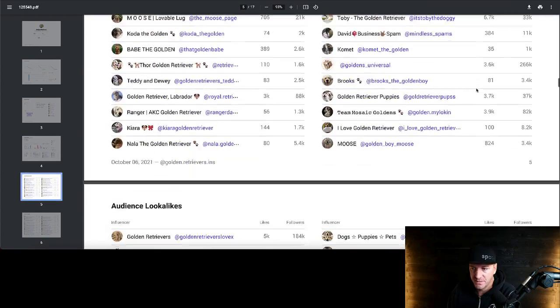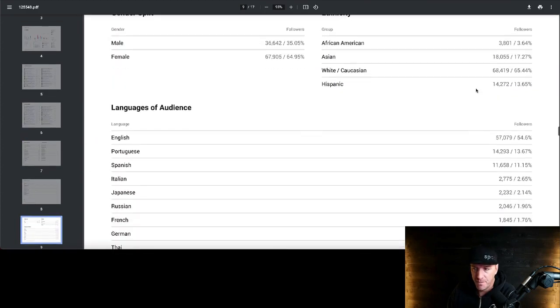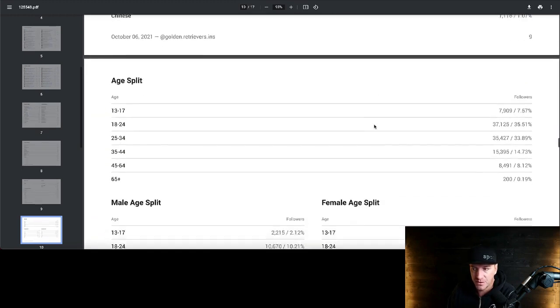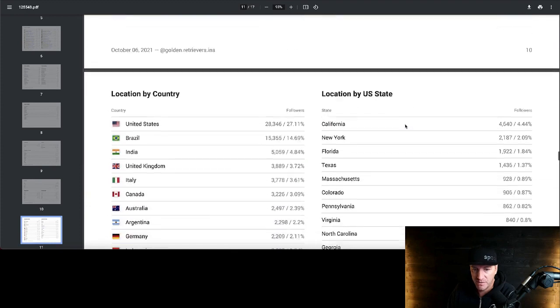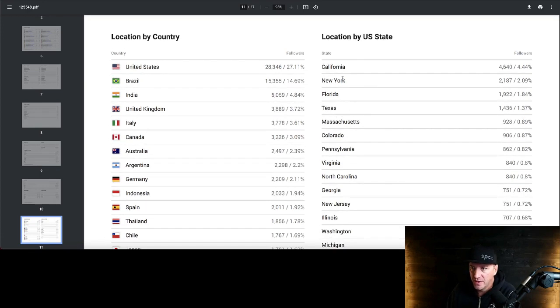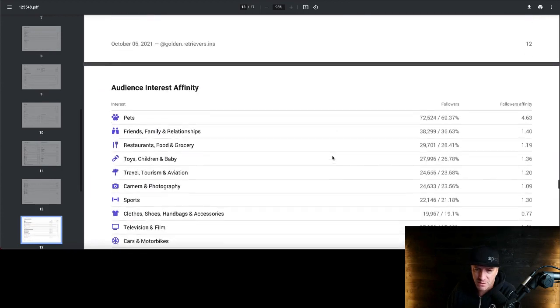It's got some similar accounts, audience lookalike accounts. It's got some more demographic breakdown, a healthy amount of English speakers, which you always want to see. The majority being English speakers, and then this is the similar age split that we've seen. And then you've got the country. So again, there's 28,000 followers from the US. I think that's solid. And then you can see the actual state breakdown here, which is nice. So there are no major red flags here, right?